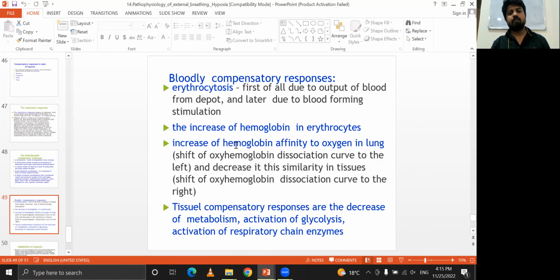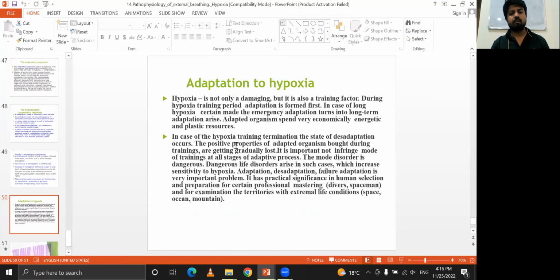The blood compensatory response includes erythrocytosis, the increase of the hemoglobin in erythrocytes, and the increase of the hemoglobin affinity to oxygen in the lung. The tissue compensatory response includes a decrease of metabolism, activation of glycolysis, and activation of the respiratory chain enzymes. All the enzymes will activate in this process.